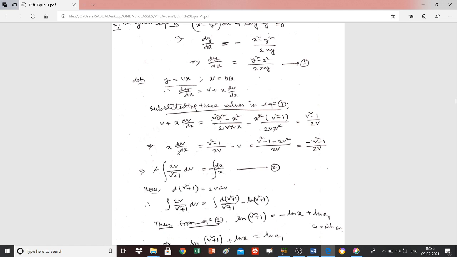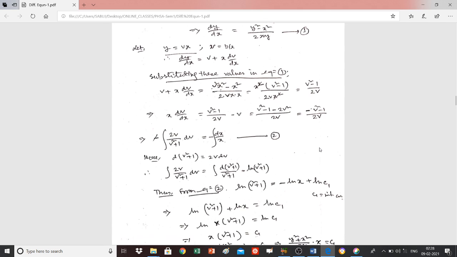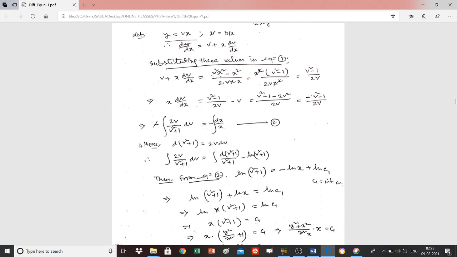Finally you get the term x dv by dx is equal to (v square minus 1) by 2v. Just go through these lines. So after that, you can also write 2v by (v square plus 1), and this minus sign will be a common term. So then 2v by (v square plus 1) dv is equal to minus dx by x.